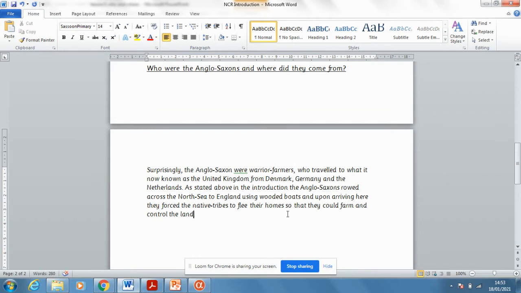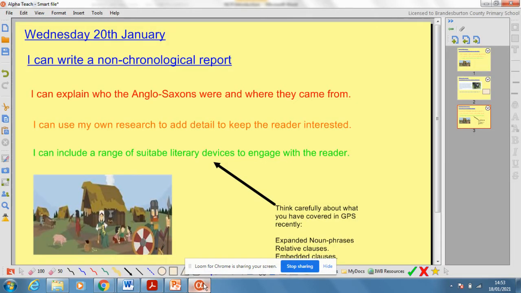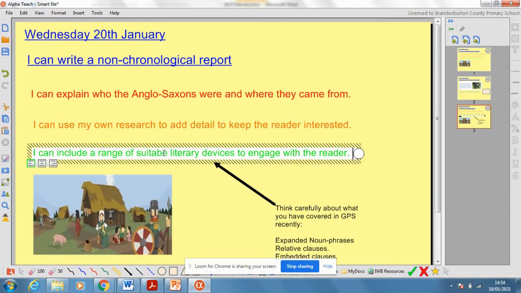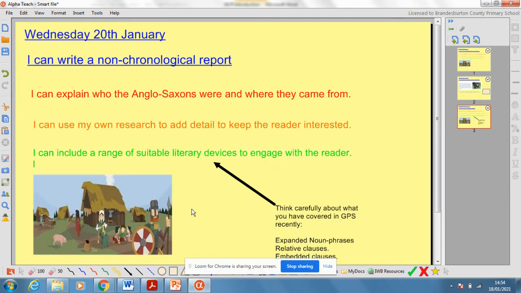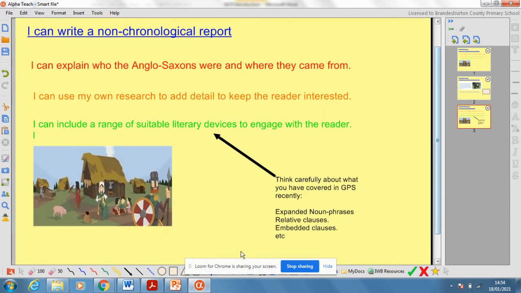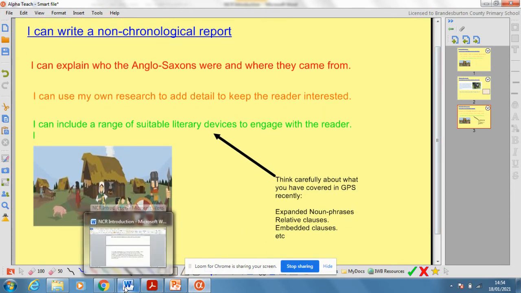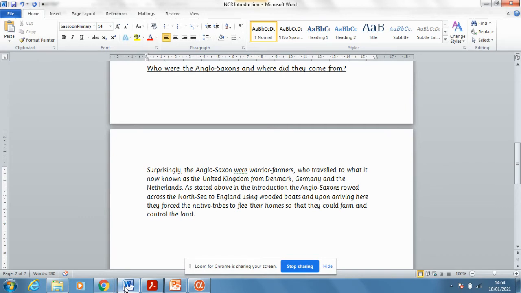Okay, children, let's just have a quick look at the objectives. So I can use my own research to add detail to keep the reader interested. So I'm using my own research to keep the reader interested. Include a range of suitable literary devices to engage with the reader. Now, expanded noun phrases, relative clauses, embedded clauses. Let's have a look. Have we got an expanded noun phrase in here?